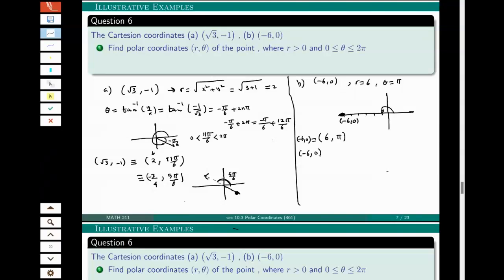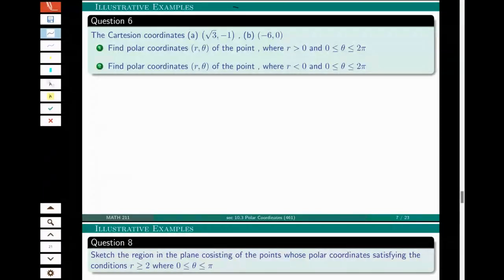And also minus 6 and 0 is equivalent to the angle 0 and the radius is minus 6. My radius is minus 6 and the angle is 0. So these are both the same. This means here the radius is minus 6, angle is 0, and here the radius is 6, and the angle is pi.